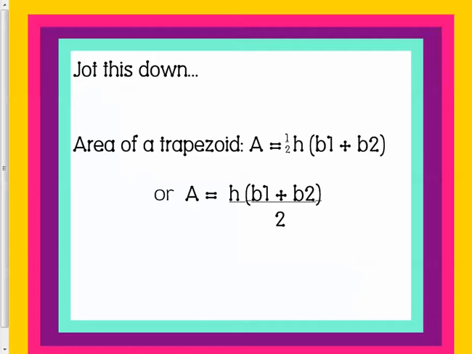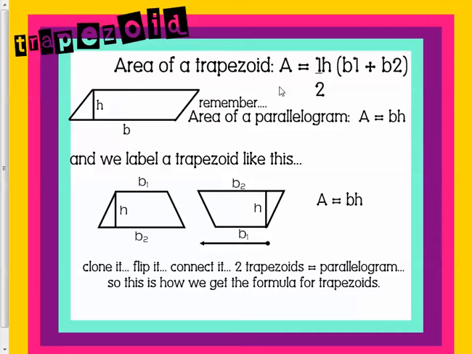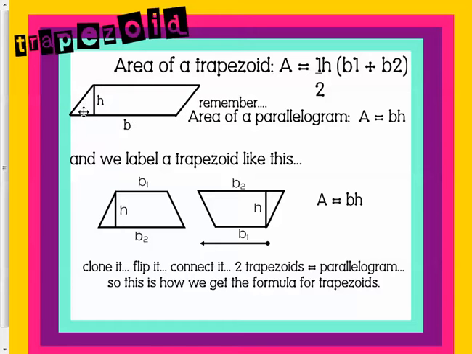So go ahead, pause the video and take a look in your notebook and make sure you have both of them written down. Now let's get into the why this works. So the area of a trapezoid comes from the area of a parallelogram. Okay, we know that the area of a parallelogram is the base times the height. And remember, this slanty side over here could move over here to give us a rectangle. So really, it's base times height because it's the same as a rectangle.